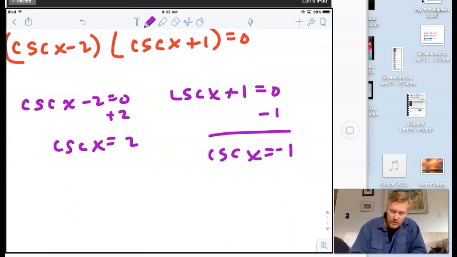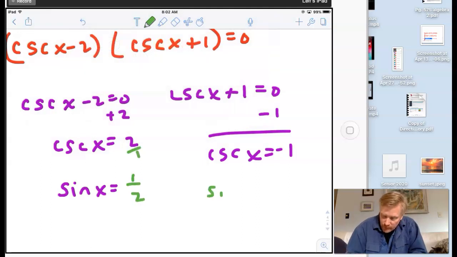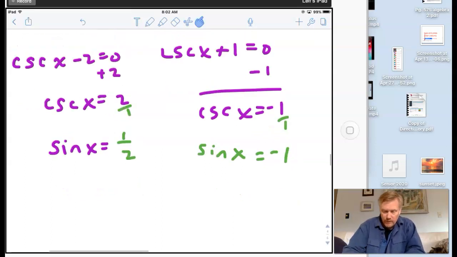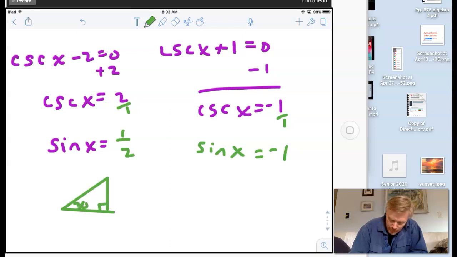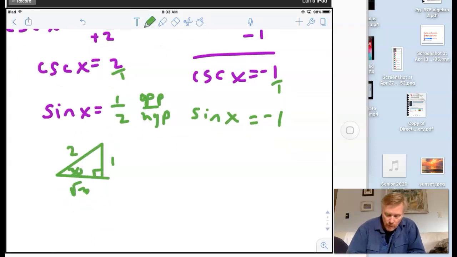Now remember, cosecant and sine are inverses. So if I switch this to sine, I can flip that upside down. Same thing over here. When you flip the inverse of negative 1, it's still negative 1. It's one of the only ones that's like that. So let's see this one. This is definitely looking like a 30, 60, 90 triangle: 1, 2, square root of 3. Opposite over hypotenuse is my sine. Which angle is opposite the 1? That would be 30 degrees, my reference angle.